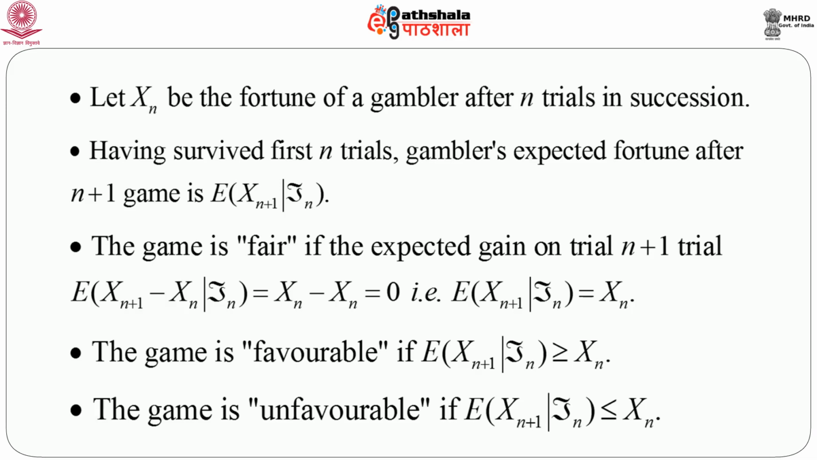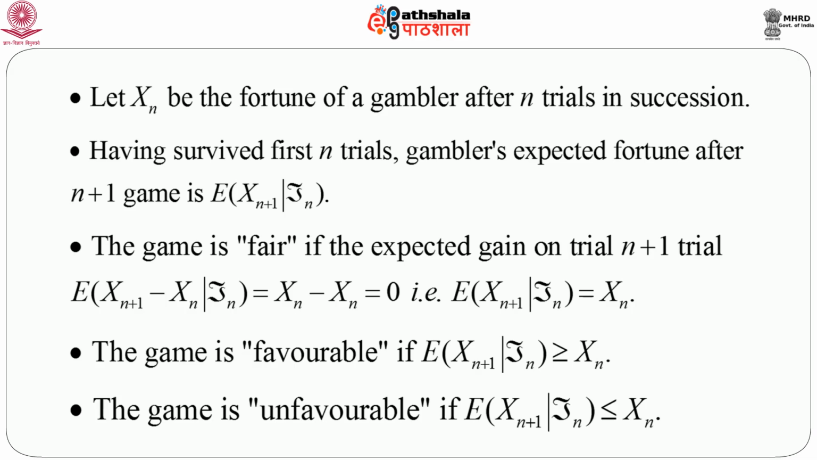Now, if a gambler survived the first n trials, the gambler's expected fortune after the (n+1)th game should be the expectation of Xn+1 given Fn. Now, script Fn is the sigma field generated by the fortunes in the first n trials, that is X1, X2, ..., Xn. Xn+1 is the fortune of the gambler after n+1 trials. So, the expected value is nothing but his expected profit or expected fortune.